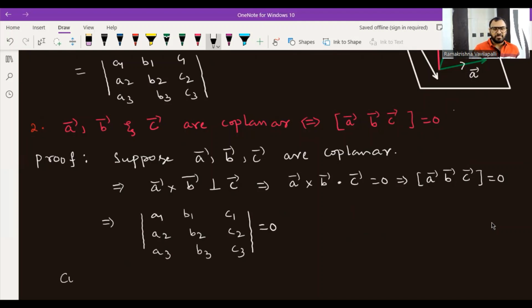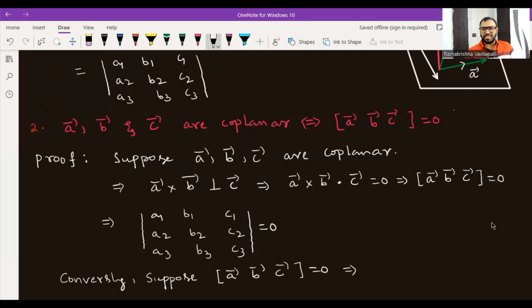Conversely, suppose the box of A bar, B bar, C bar equal to 0. Now we need to prove that A bar, B bar, C bar are coplanar vectors. So the meaning of this statement is A cross B dot C bar equal to 0.